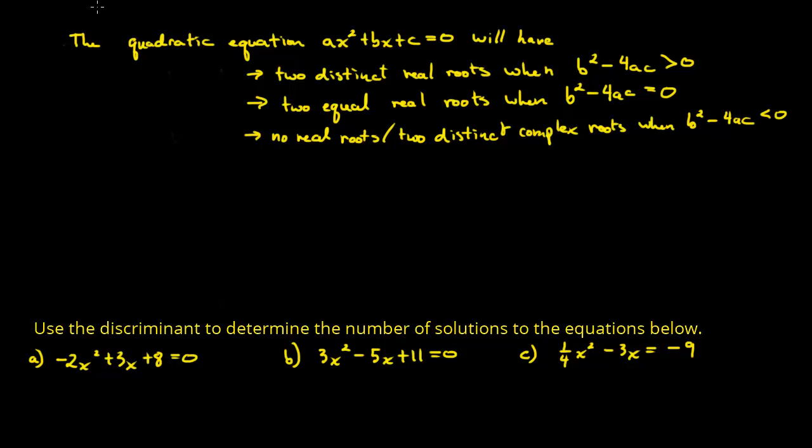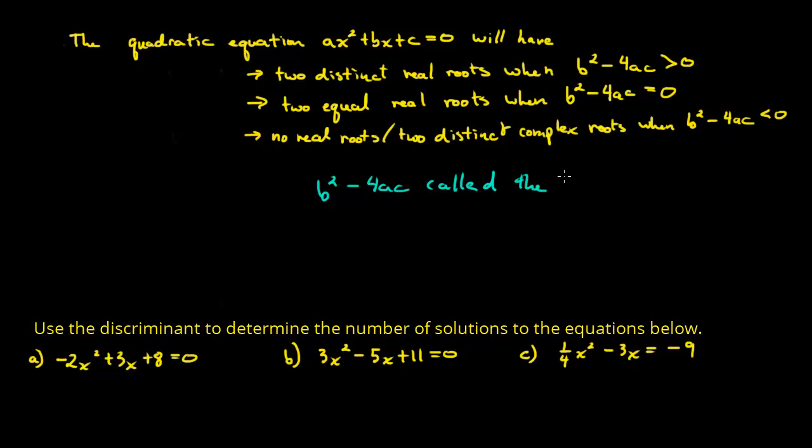In the last few videos, we looked at the number of solutions to a bunch of different quadratic equations, and we found that if we have a quadratic equation, ax squared plus bx plus c is equal to 0, then if b squared minus 4ac is greater than 0, you'll have two distinct real roots. When b squared minus 4ac is equal to 0, you'll have two equal roots when you solve this equation. And when b squared minus 4ac is less than 0, then there are no real roots, but there are two distinct complex roots.